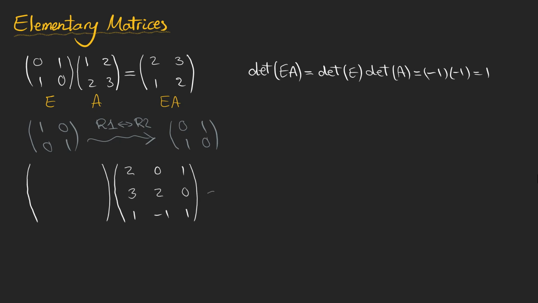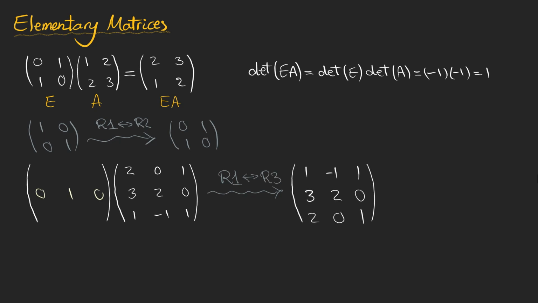Now take this matrix. What is the elementary matrix by which we can swap the first and the third row? This row fixes the second row of the original matrix. For the first row of the resulting matrix, we need the elements on the third line of the original matrix.